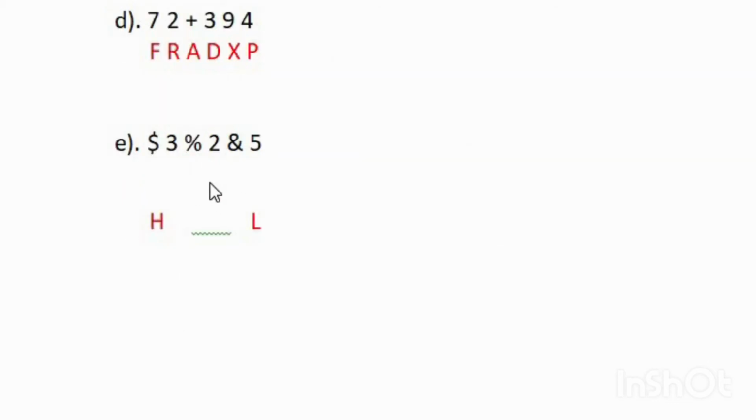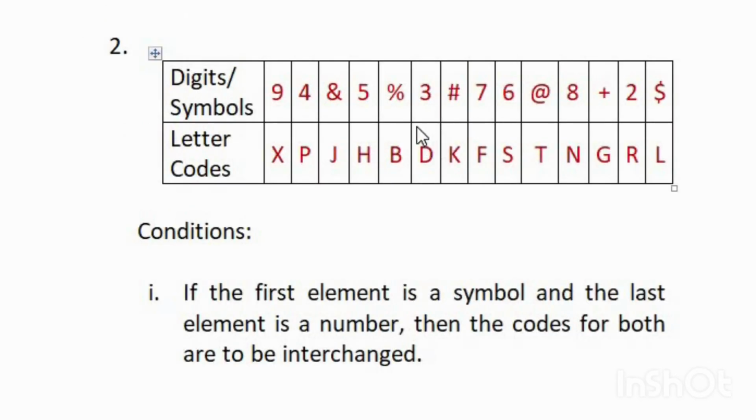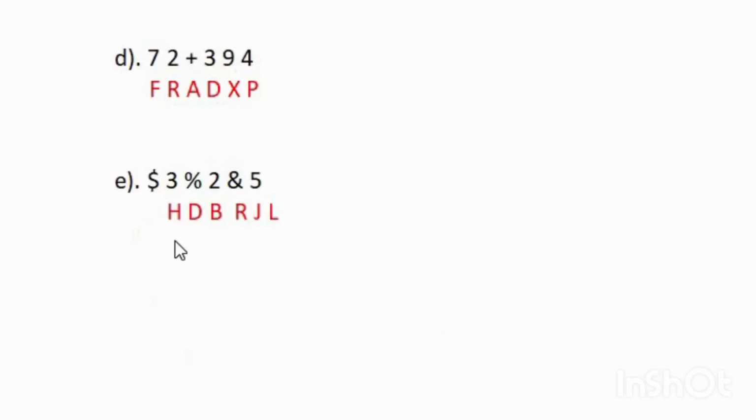So we can interchange the letter codes. The letter code of 5 can be written here and the letter code for dollar can be written here, and the rest remains the same as per the table. For 3 it is D, for percent it is B, for 2 it is R, for and it is J. So the answer is H, D, B, R, J, L.